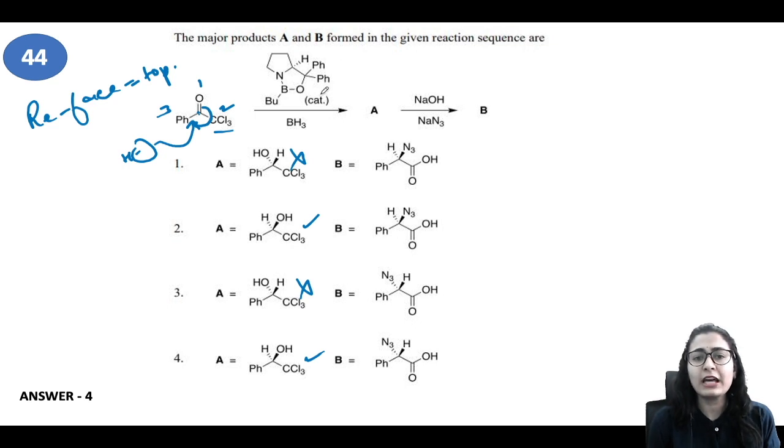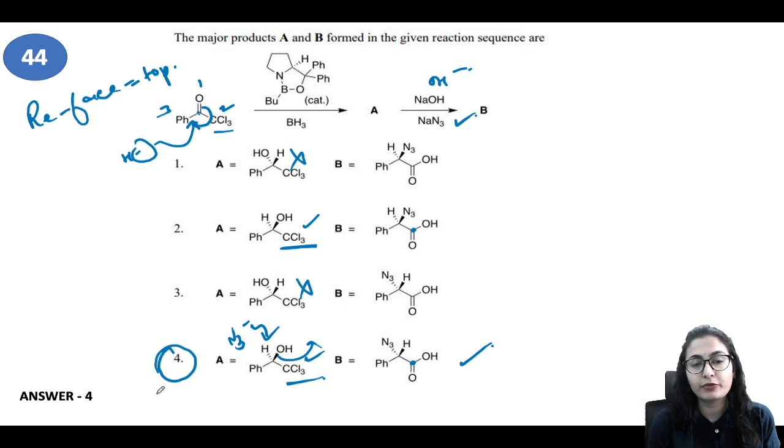Okay, now moving onwards, what is the next reaction? In the presence of a base NaN3. So what is the OH minus going to do? The OH minus is absolutely going to cause hydrolysis of the CCl3, okay, and it's going to produce the carboxylic acid. All right, what next? Next is, in the presence of a base, OH is also a good leaving group, so the azide is going to do an SN2 attack like this so that the OH minus leaves. This is your product. Answer is option number 4.